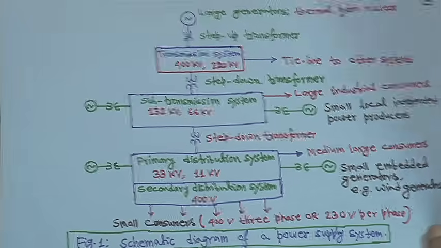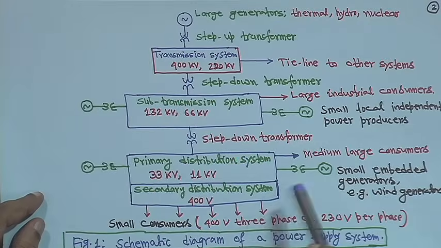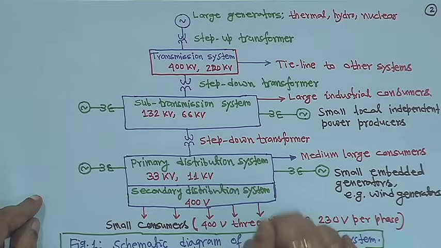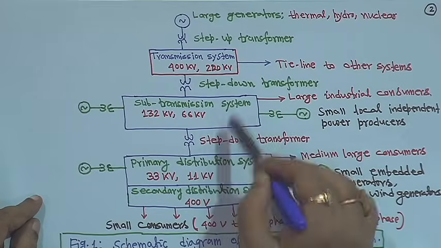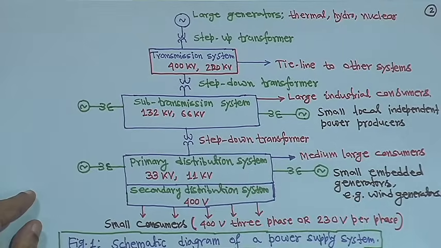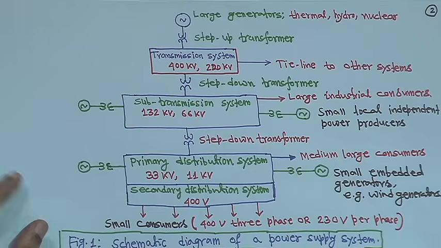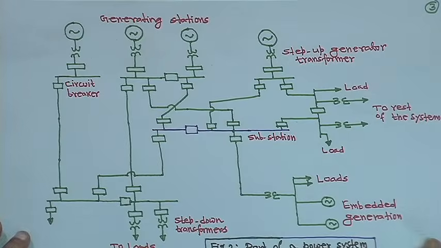This is just to show how the power system is, from the generating station to the distribution system. In between, transmission and sub transmission systems are there, particularly a 132 or 66 kV transmission line, which we call a sub transmission system, right. Then take this part of a power system.